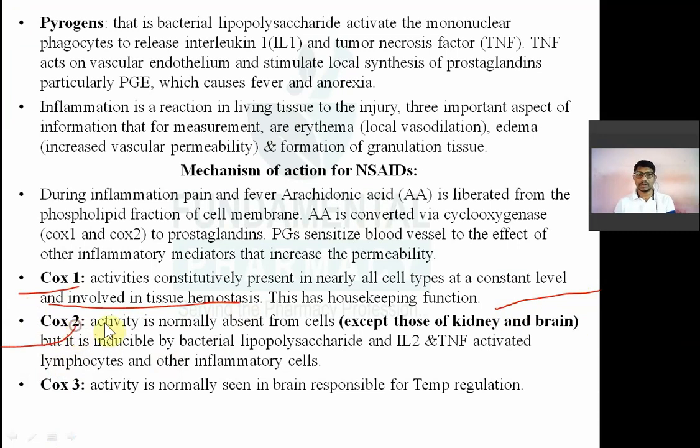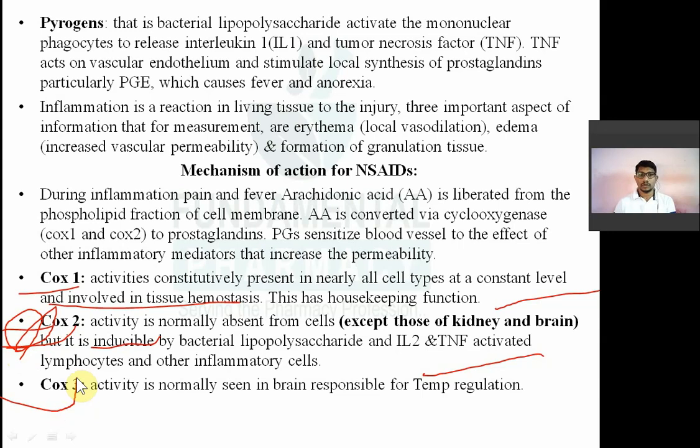COX-2 is inducible. It is normally absent from the cells. It is only present in the brain and kidney, but it is inducible. It can be induced in other cells and tissue by pyrogens and these two chemicals, tumor necrosis factor and interleukin. So it is inducible by these and is responsible for the inflammation. Non-specific inhibition of COX will also be helpful as an anti-inflammatory agent, but inhibition of COX-2 selectively is more useful as an anti-inflammatory.